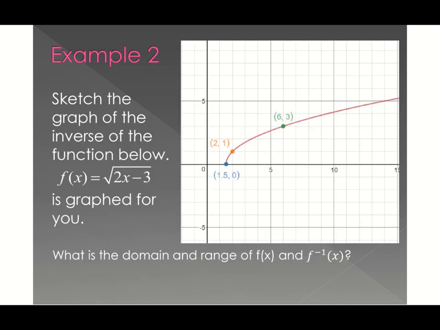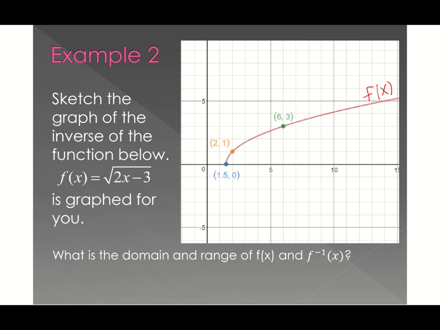So we looked at a table, so now we're going to look at a graphic representation of inverses. It says sketch the graph of the inverse of the function below. f of x equals square root of 2x minus 3 is graphed for you. So that means this line right here that we have graphed is f of x. f of x gives us 3 coordinates. We have 1.5, 0, 2, 1, and 6, 3.